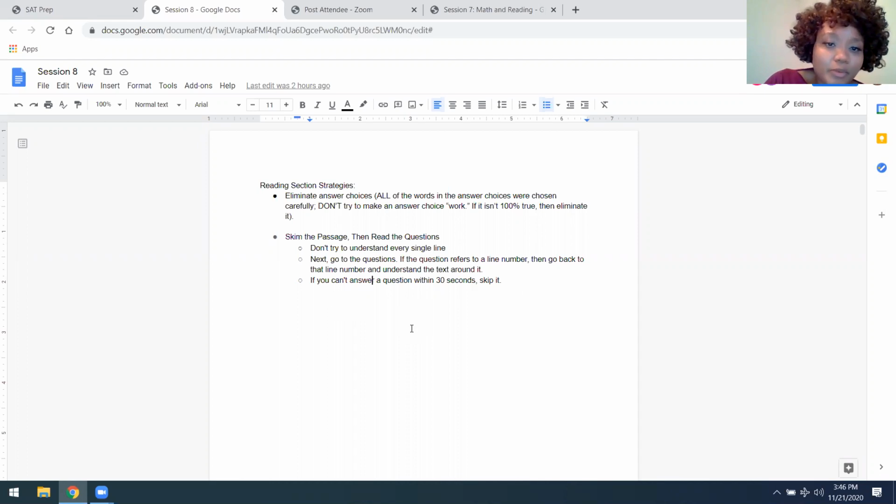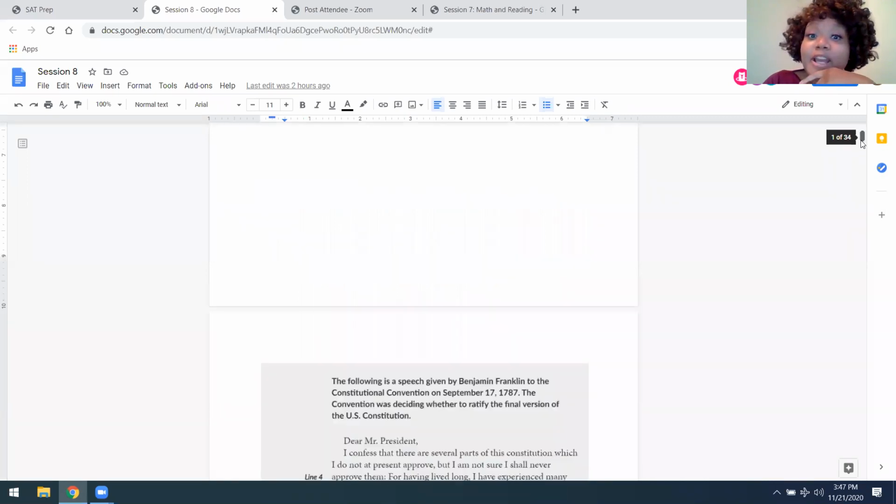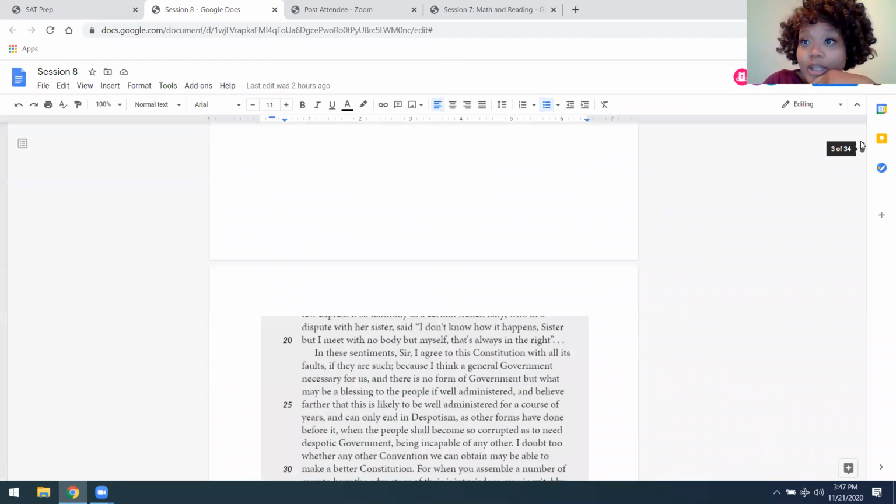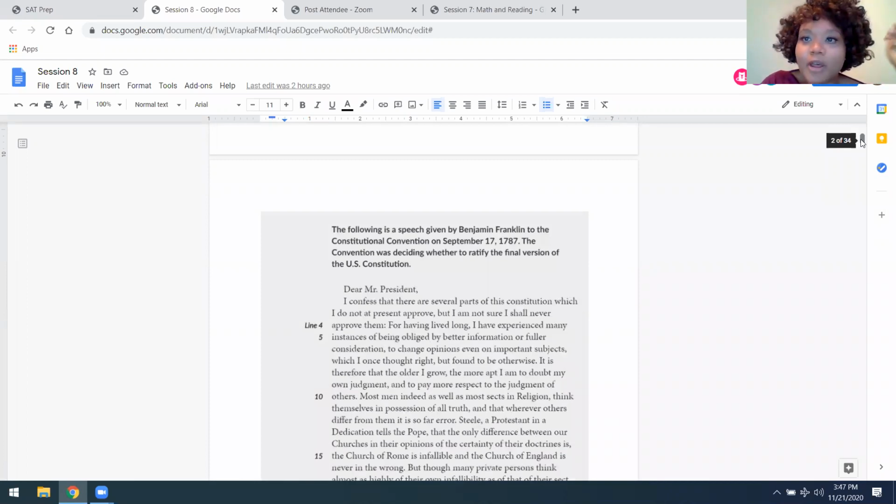Also, if you can't answer a question within 30 seconds, skip it. That is definitely more so for when you're taking the test, but we could try it now too, just to work on our timing. So what we're going to do is, I'm going to give you 10 minutes to read this passage and answer the questions. Keep in mind that you're trying to skim. Follow that advice and see how it works.